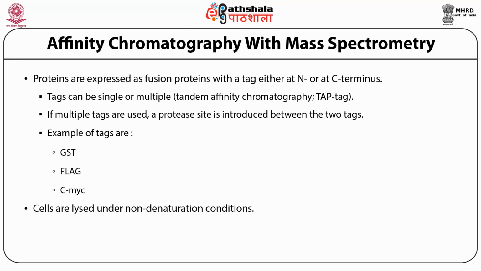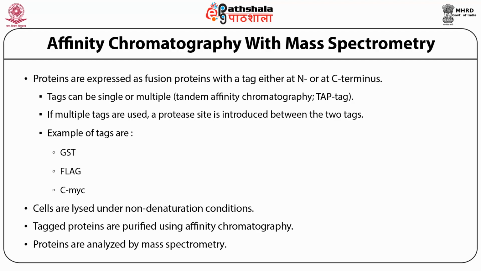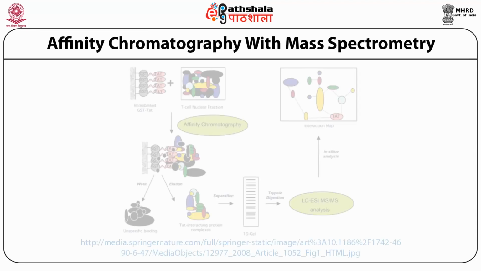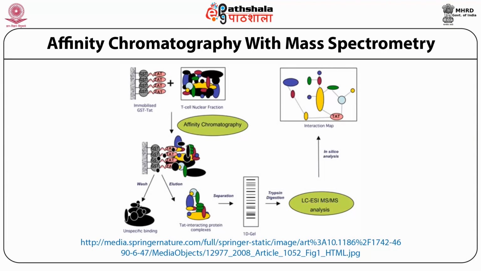The cells are lysed under non-denaturing conditions so that you don't denature the protein, and often also you don't break the interactions between the proteins. And the tagged proteins are purified using affinity chromatography and then further analyzed using either SDS-PAGE or mass spectrometry. So the affinity chromatography you can do two ways.